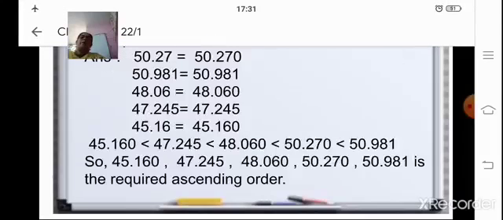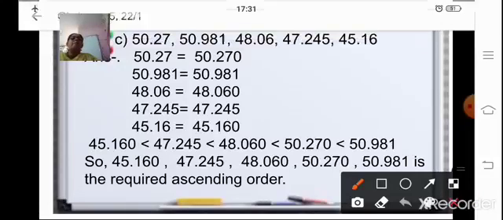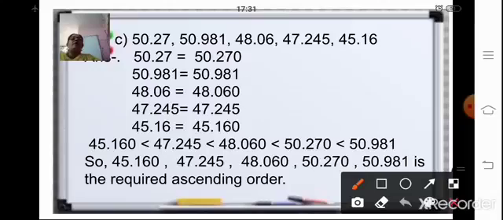Okay. Coming to the next sum, C1. Here directly I have shown you the answer. I'll just explain it. Now 50.27, 50.981, 48.06, 47.245 and 45.16. The first step is we will change the unlike decimal numbers to like decimal numbers.